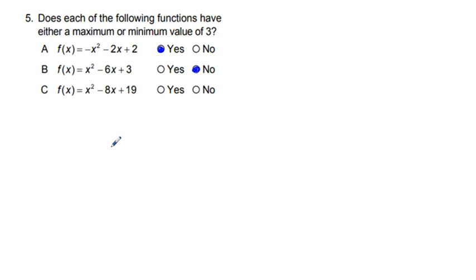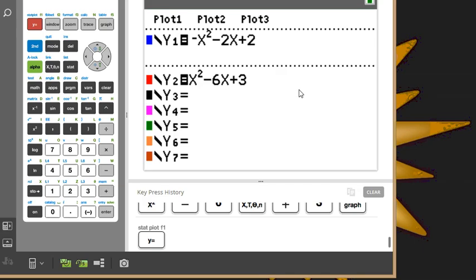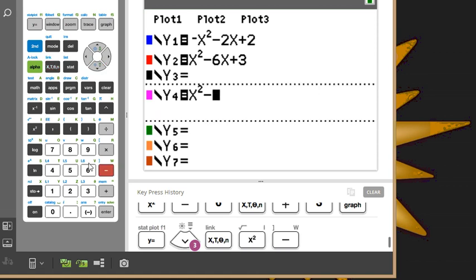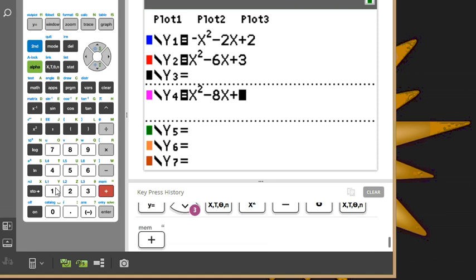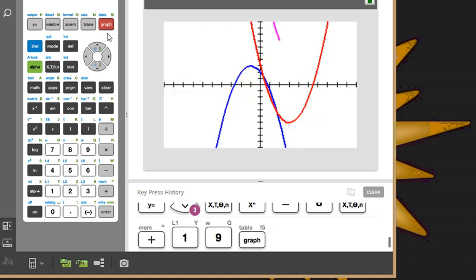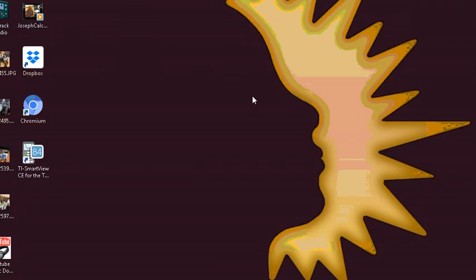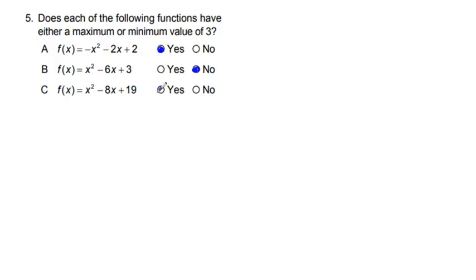No. The last one, x squared minus 8x plus 19. See what that looks like. Magenta there. It looks like that might be a minimum. Let's go to our table view. And looks like if we go down to x equals 4, we have a minimum of 3. So that checks out. So we will say yes.